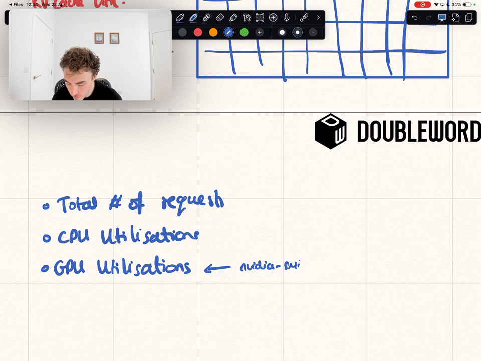So it's really important to know how busy your system is, and typically people will look at some combination of these three metrics. We're going to go through these one at a time and discover why they're not so useful here. The problem with the total number of requests is that in LLMs in particular, each request can have a very, very different computational budget.